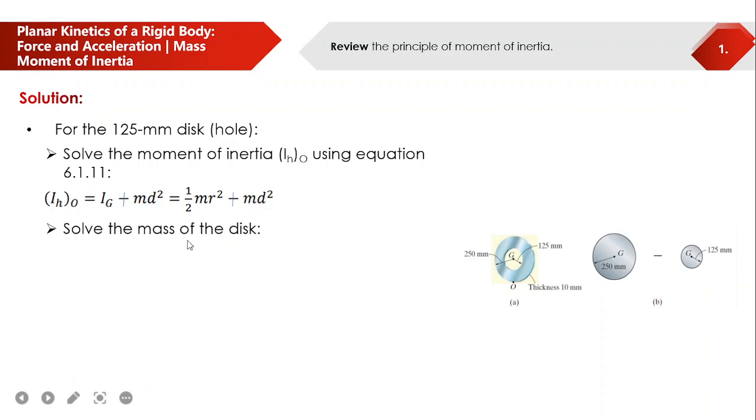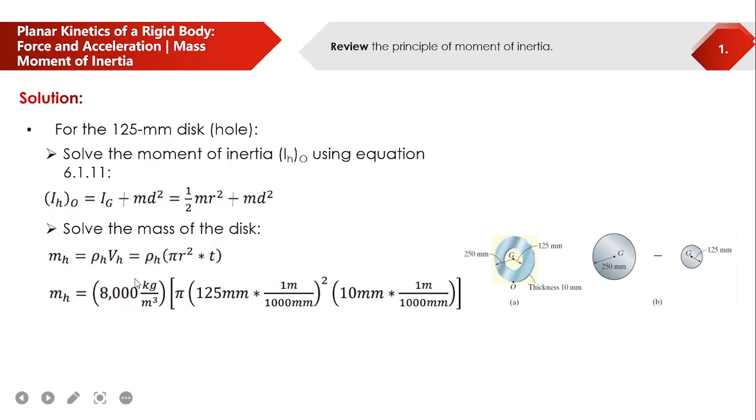Okay, so solving for the mass of the hole, same pa rin sa pagkuha natin kanina. So that will be mass of the hole is equals to the density of the hole times the volume of the hole is equals to the density of the hole times pi r squared times the thickness. So to solve that one, you have your density of the hole is 8,000 kilogram per cubic meter times pi times 125 millimeters times 1 over 1000 squared times the thickness. Then your mass of the hole is 3.927 kilograms.